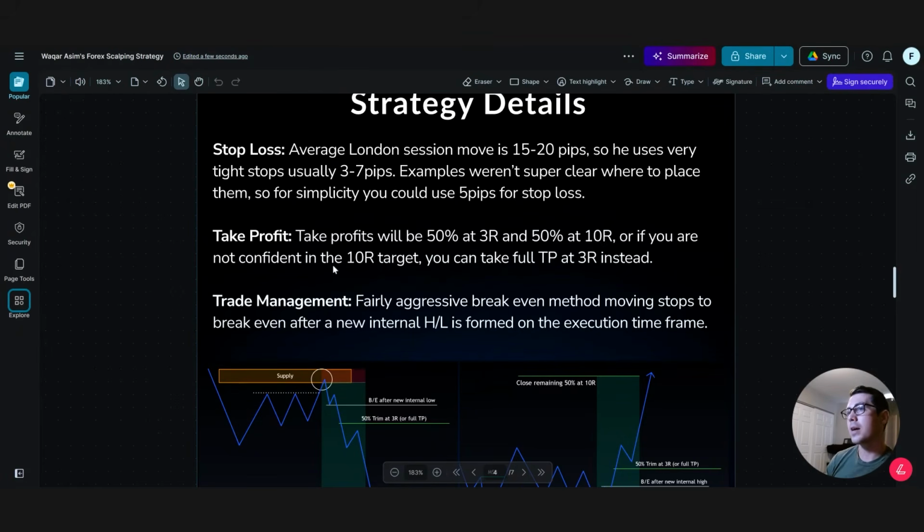And then if you're not confident in that 10R target, maybe it's a counter trend trade and you don't feel super confident it's going to go all that way, he did say sometimes you can just take the full thing off at 3R. So I might use a little discretion and decide to do that a couple times today.